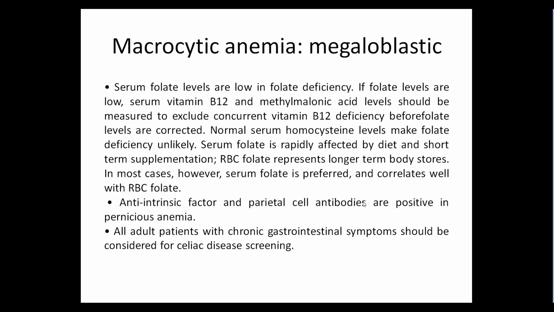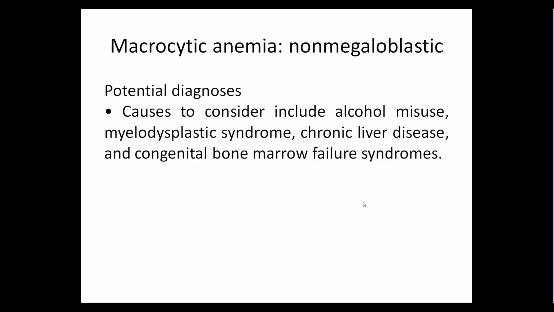Serum folate is rapidly affected by diet and short-term supplementation. Red blood cell folate represents longer-term body stores. In most cases, however, serum folate is preferred and correlates well with red blood cell folate. Anti-intrinsic factor and parietal cell antibodies are positive in pernicious anemia. All adult patients with chronic gastrointestinal symptoms should be considered for celiac disease screening.